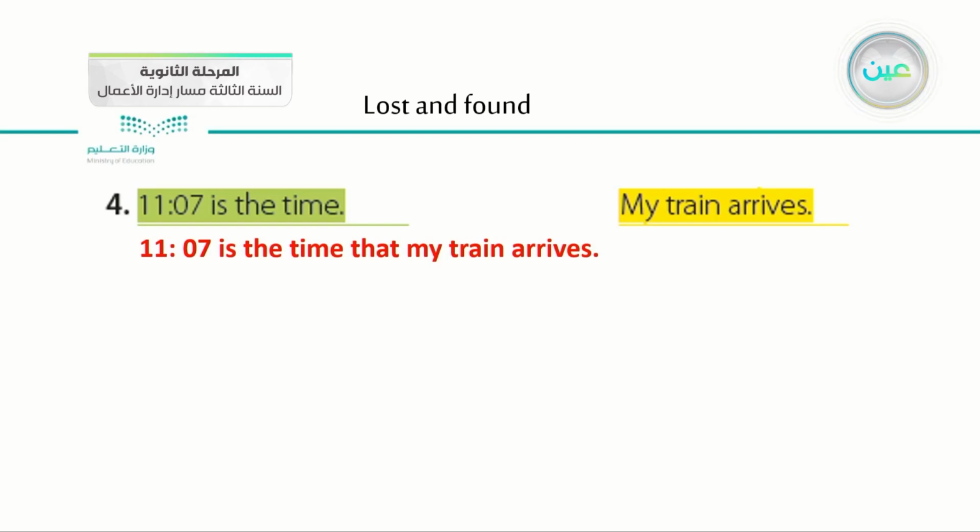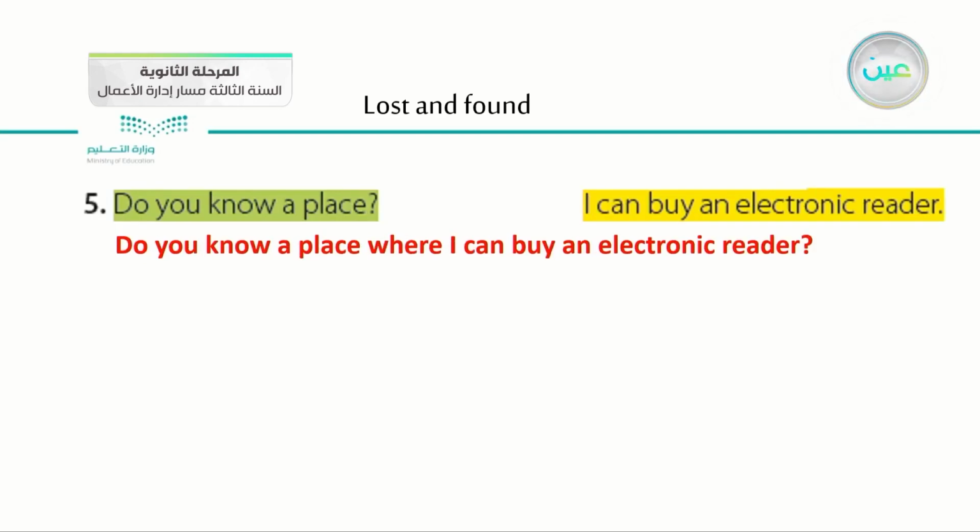And this part: 11:07 is the time my train arrives. 11:07 is the time that my train arrives. So here we use one of the alternatives, which is that. It's very important to know that we have alternatives to use to describe something, which is the adjective.